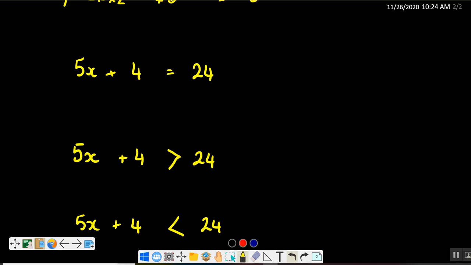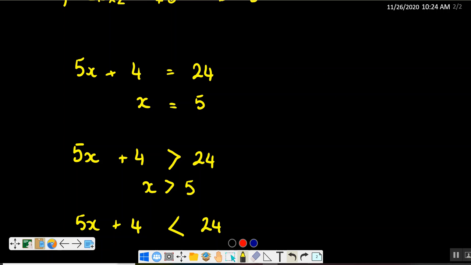So greater than week 6, we could say. We're not limiting ourselves to one value. We're saying, when will I be in profit? From week 6 onwards, and I need some way of saying that. So for instance, we could solve this. What is the value for x when this equals 24? x has to equal 5. But when is 5x plus 4 greater than 24? When x is greater than 5.